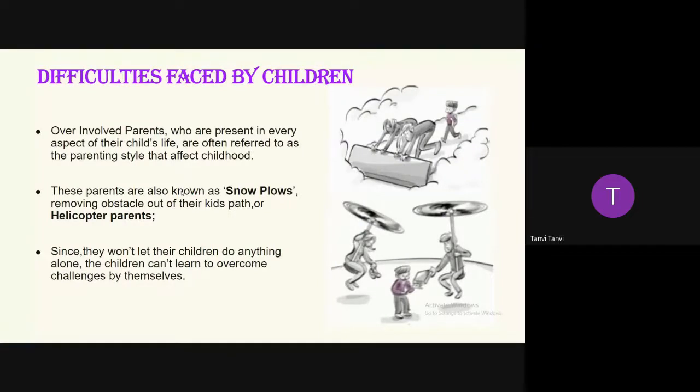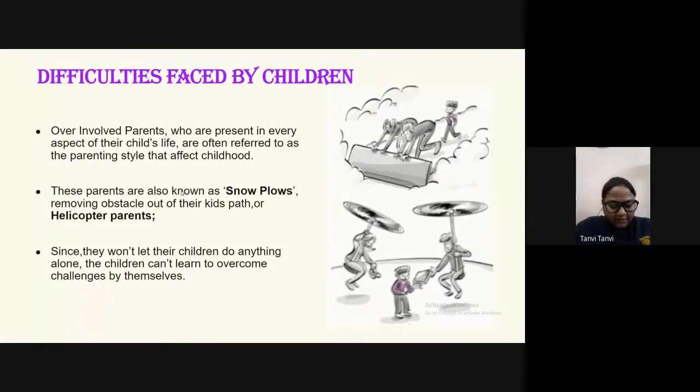Over-involved parents, who are present in every aspect of their child's life, are often referred to as a parenting style that affects childhood. These parents are also known as snowplows, removing obstacles out of their kids' path, or helicopter parents who hover about and micromanage every aspect of their child's life.